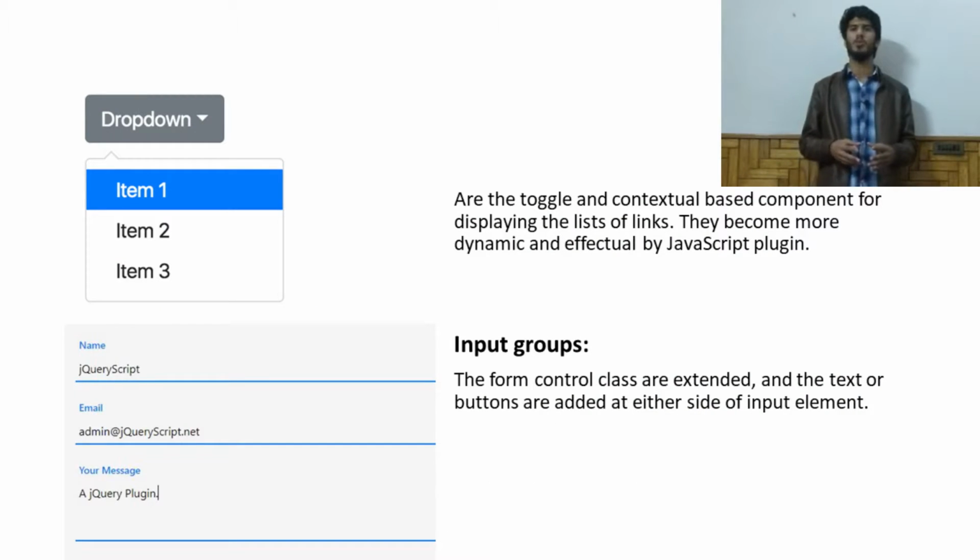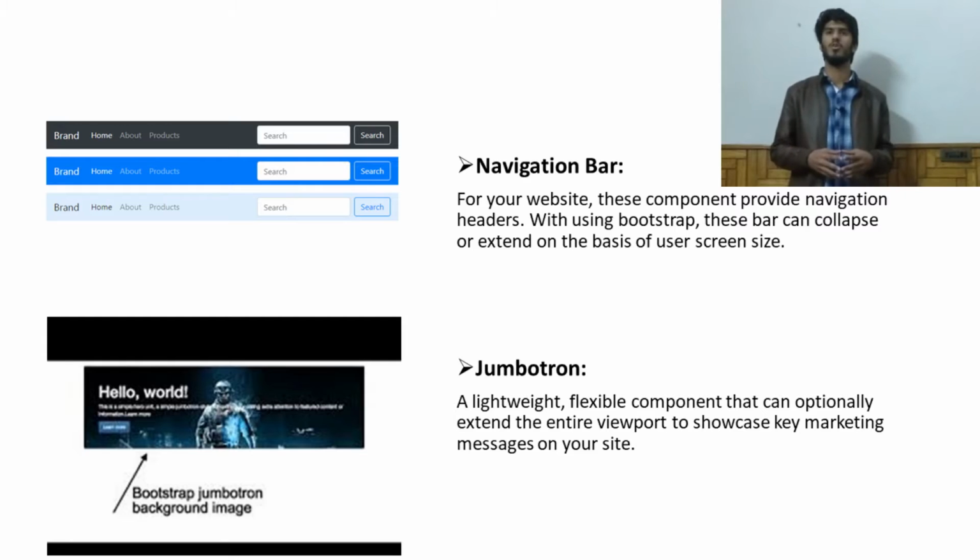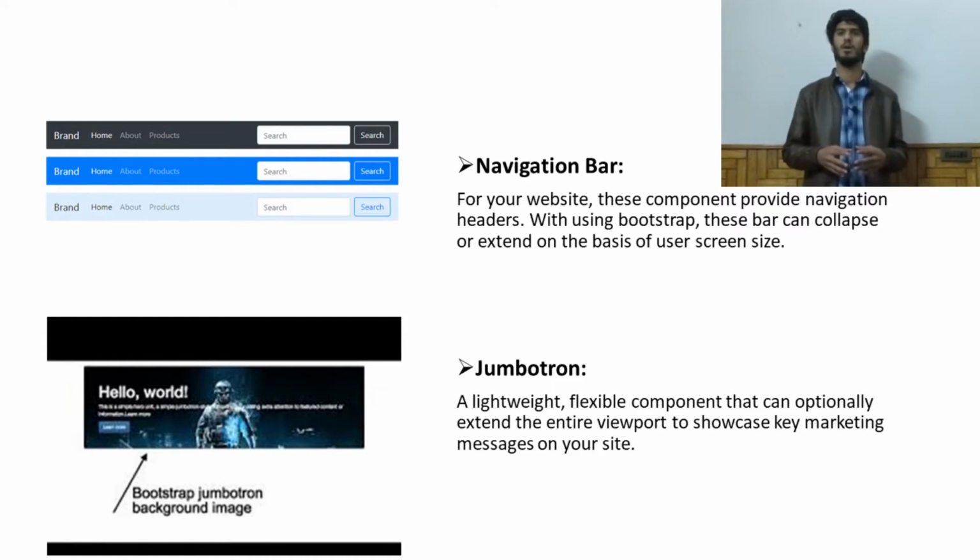Drop-downs. Drop-downs are a toggleable, contextual component for displaying a list of links. They become more dynamic and effectual with a JavaScript plugin. Input groups. The form control class is extended and text or buttons are added at either side of the input element. Navigation bar. For your websites, these components provide navigation headers. With Bootstrap, these bars can collapse or extend on the basis of screen size.